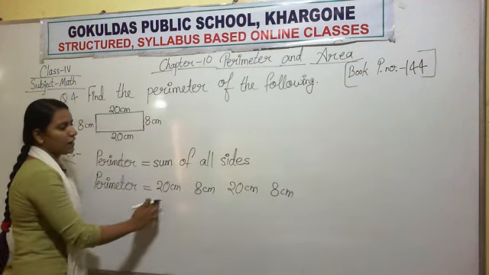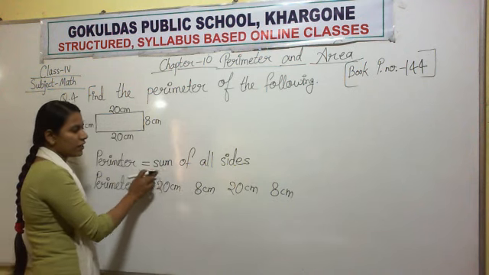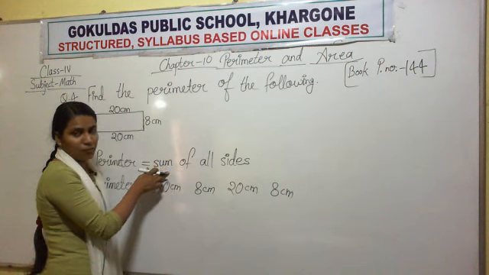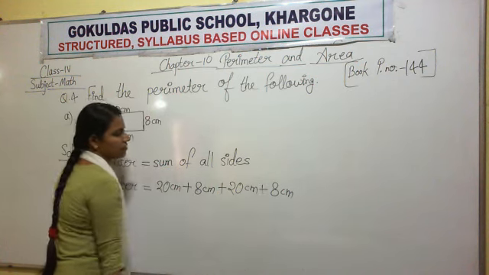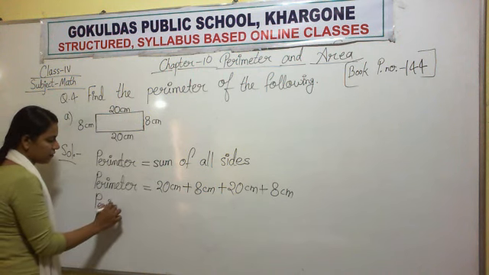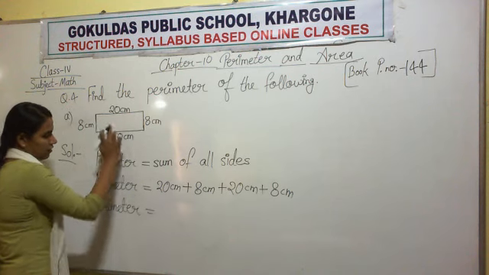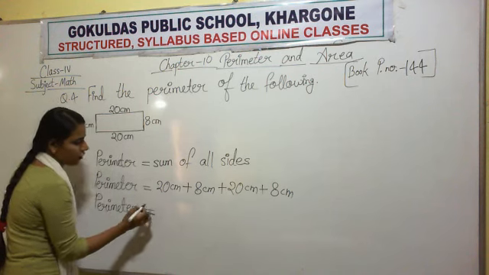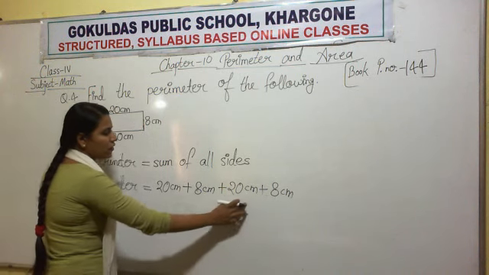Okay, we have written the lengths of all the sides. What we need to find? We need to find the sum. So for finding the sum, we will add all the sides. Therefore perimeter. Perimeter means boundary, the total length of the boundary, okay? Now add all these.